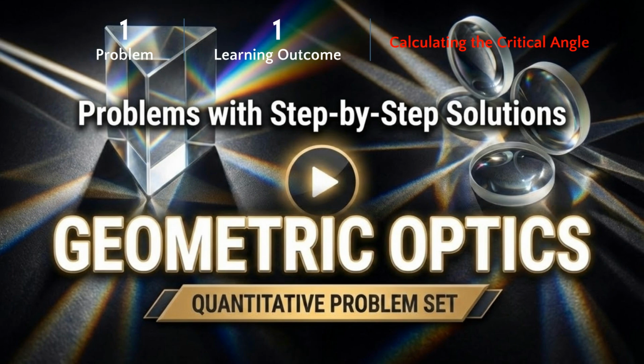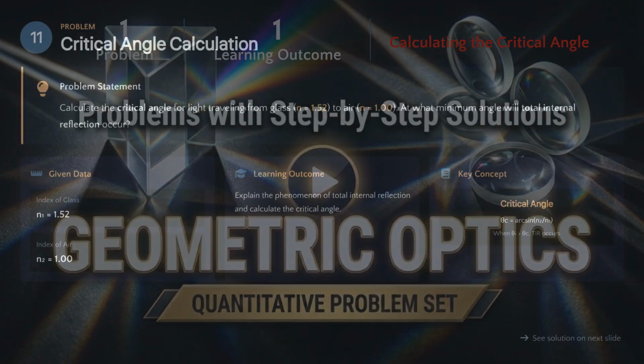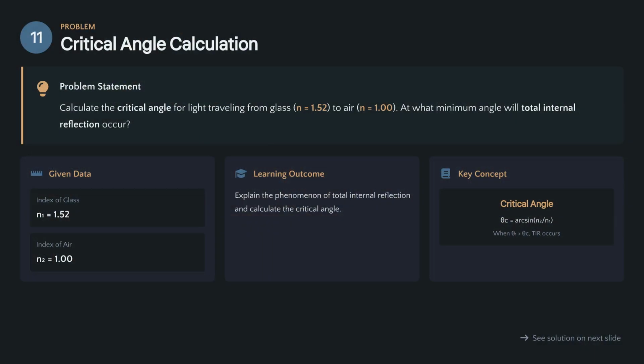This problem set includes one problem, its learning outcome, and detailed solutions. The focus is finding the critical angle. Problem 11 asks us to calculate the critical angle for light traveling from glass to air, given the indices of refraction. We are also asked for the minimum angle at which total internal reflection will occur. The key concept is the critical angle formula, theta_c equals arcsin(n_2/n_1).